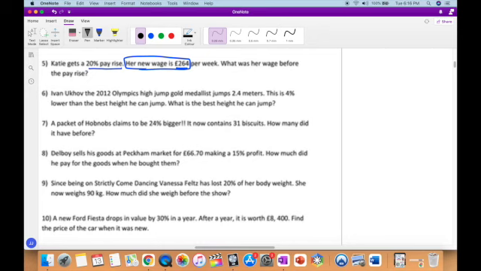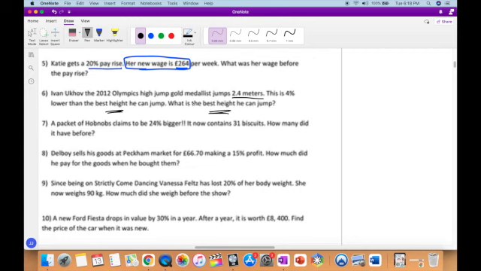So one of my new students should tackle this one, right? So Ivan, whoever is the 2012 Olympic high jump gold medalist, and he jumps 2.4 meters, right? This is 4% lower than his best height. So what is his best height? Right, interesting. That is a very interesting thing.